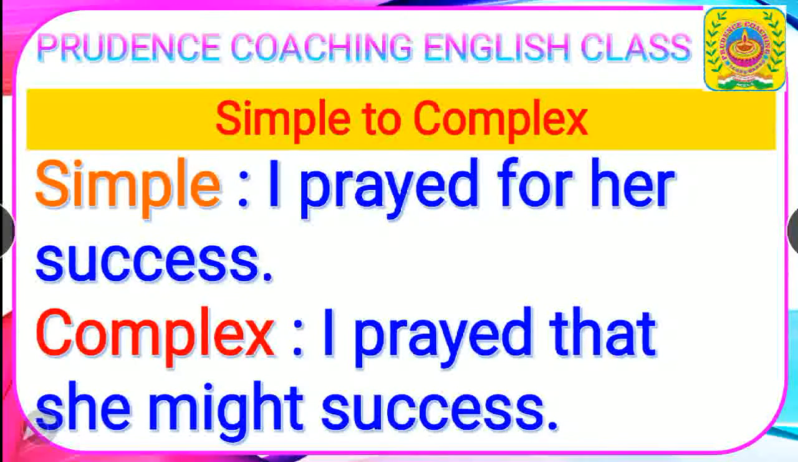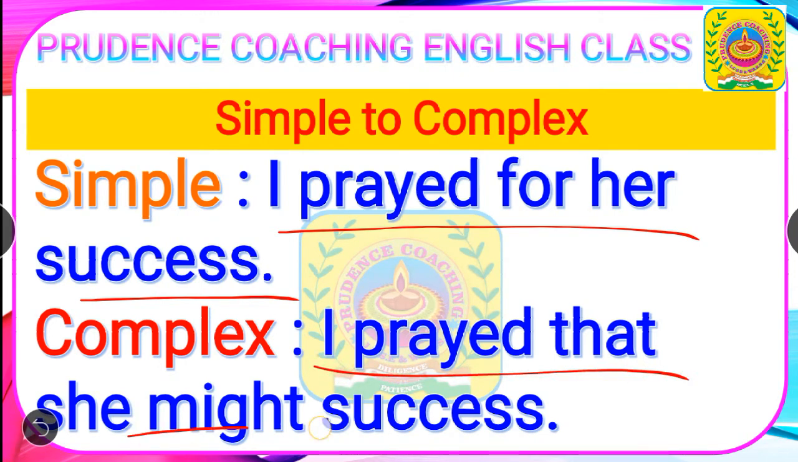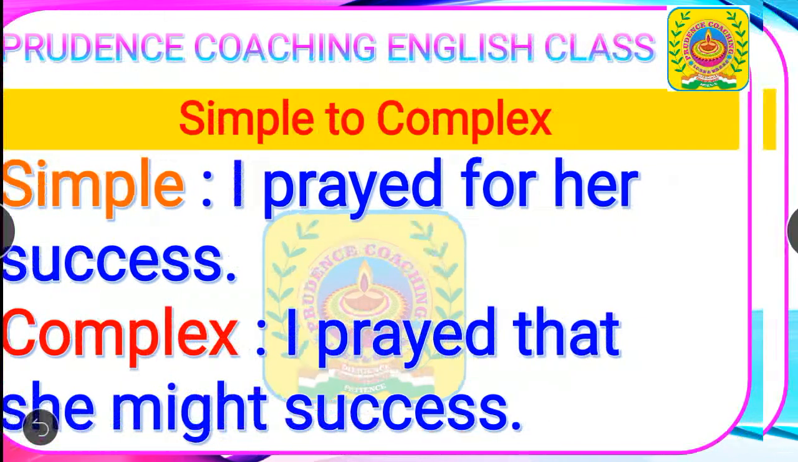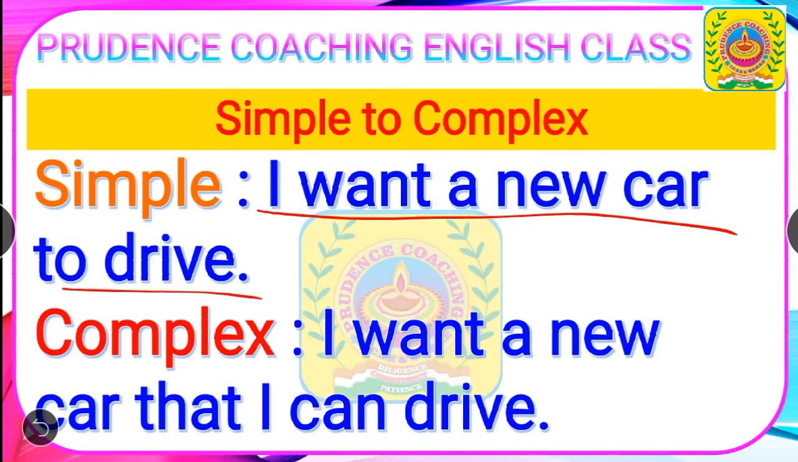Now we'll know the transformation from simple to complex. Simple sentence: I prayed for a success. Now the complex sentence would be: I prayed that she might succeed. Okay, there is a certainty, she might succeed. Now the next sentence: I want a new car to drive. It is being used with infinitive. So in complex sentence we can simply write: I want a new car that I can drive.